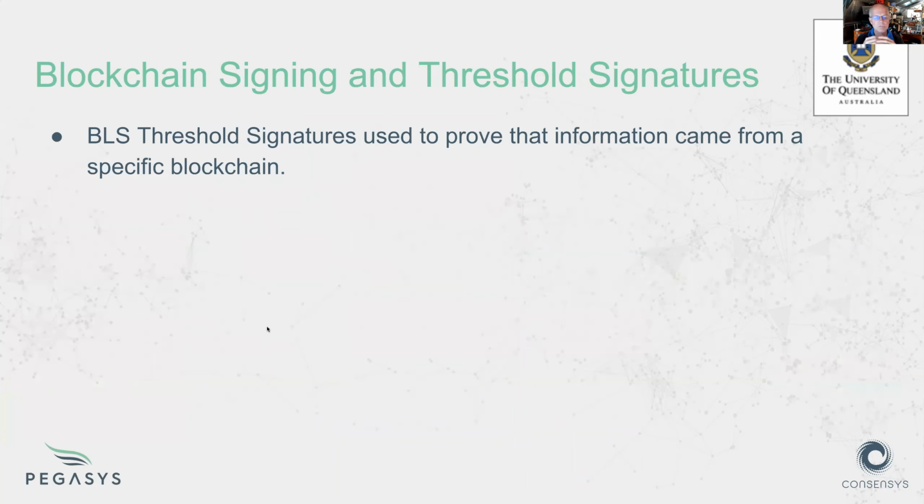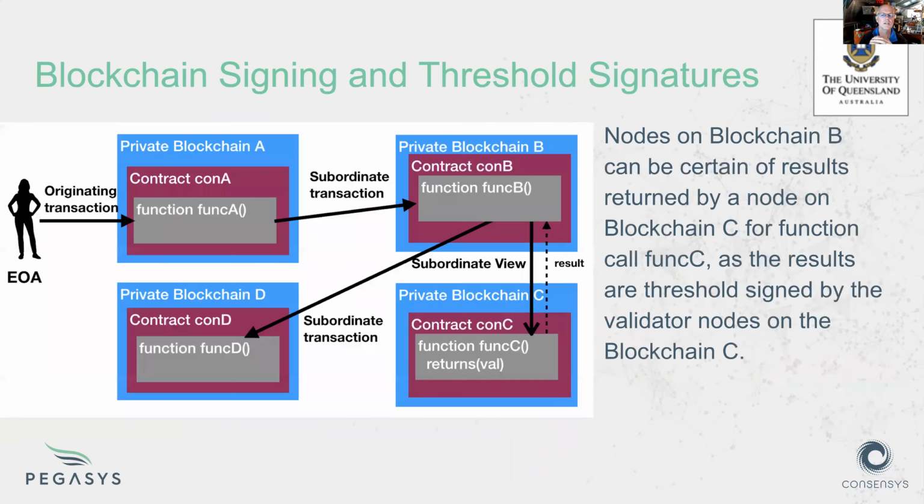And so this threshold signature scheme is used to prove information came from a specific blockchain. In our scenario, you could imagine that on blockchain B, it needs to be certain that the nodes on blockchain C that were called for function C, that the results really are the results for that function call. So when the code on blockchain B is processing the results, it needs to be sure that the information really came from blockchain C and it's a valid result. So you use threshold signing for a set of validators to sign that result.